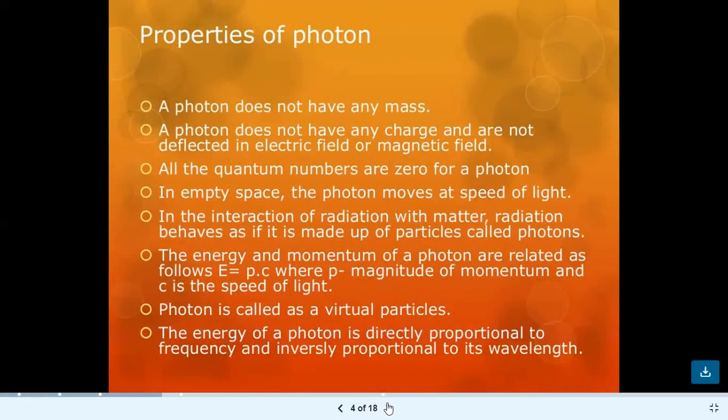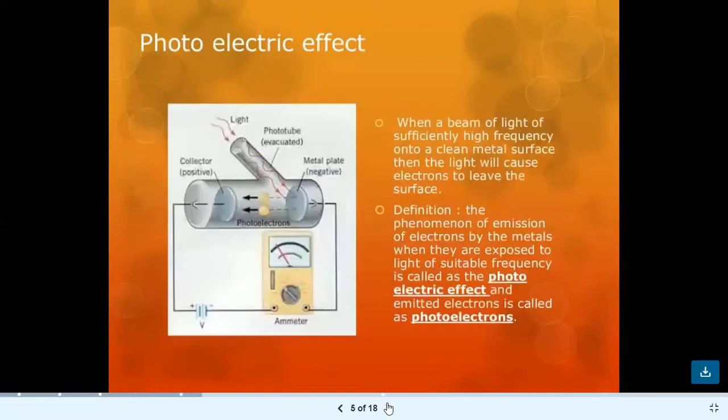The energy and momentum of a photon are related as E equals Pc, where P is the magnitude of momentum and c is the speed of light. The value of the speed of light is 3 times 10 to the power 8 meters per second. Photon is also known as the virtual particle. The energy of a photon is directly proportional to the frequency with the formula E equals h mu, and inversely proportional to the wavelength with the formula E equals hc by lambda.